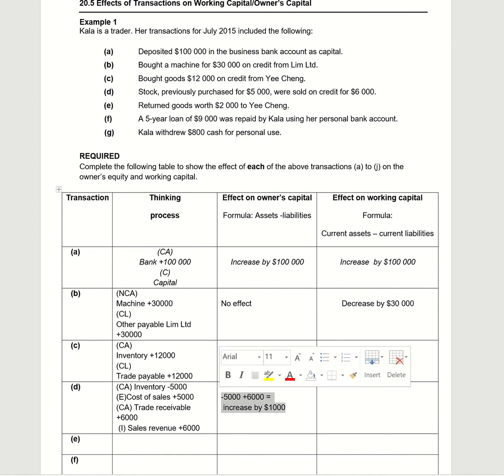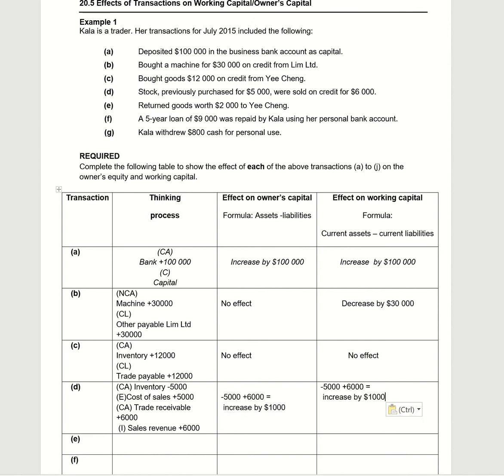Reason being, inventory is a type of current asset. Trade receivable is also a type of current asset. So you will have the same impact for working capital. What about cost of sales and sales revenue? We are not going to use them at all because we are only focusing on current assets minus current liabilities.